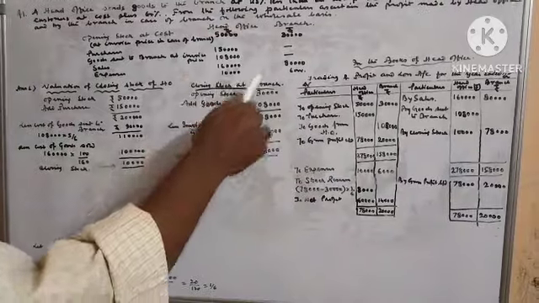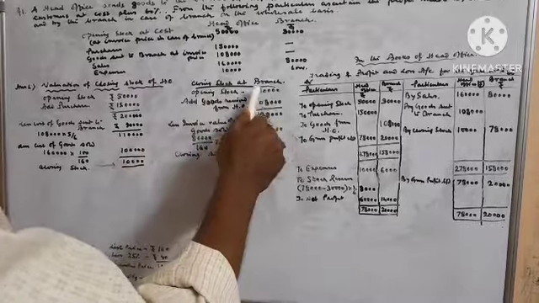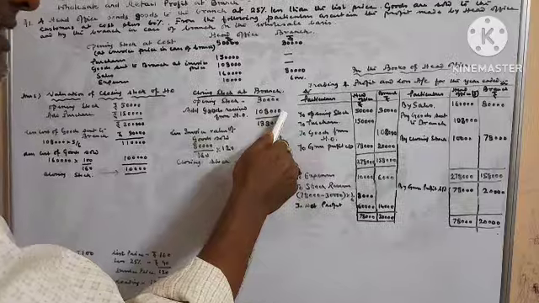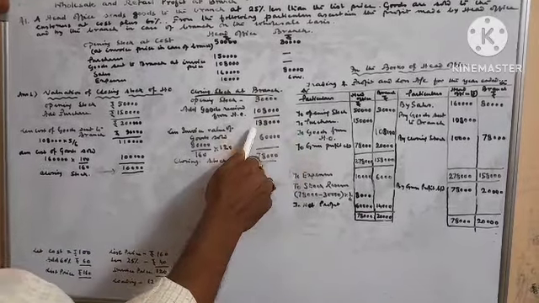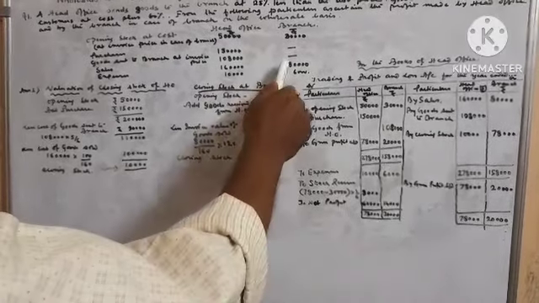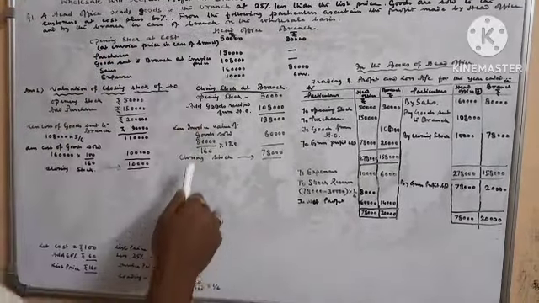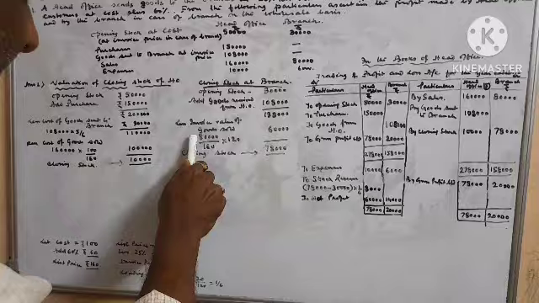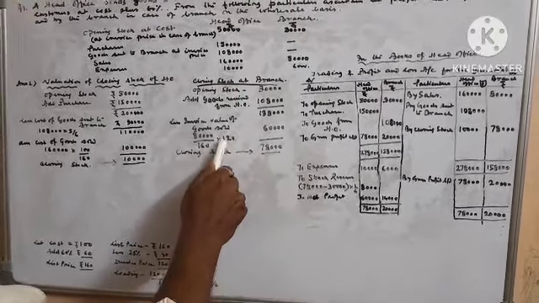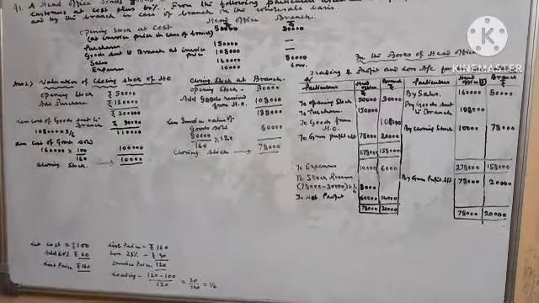Now we have to find out closing stock at branch. Branch always follows invoice price. So opening stock at invoice price is 30,000. Goods received from head office, 1,08,000, is also at invoice price. After adding, it is 1,38,000. Less invoice value of goods sold. Goods sold by branch are 80,000. Sold at what price? Cost plus 60%, that is catalog price. So 80,000 divided by 160 into invoice price, which we calculated as 120, equals 60,000. So closing stock at branch is 78,000.